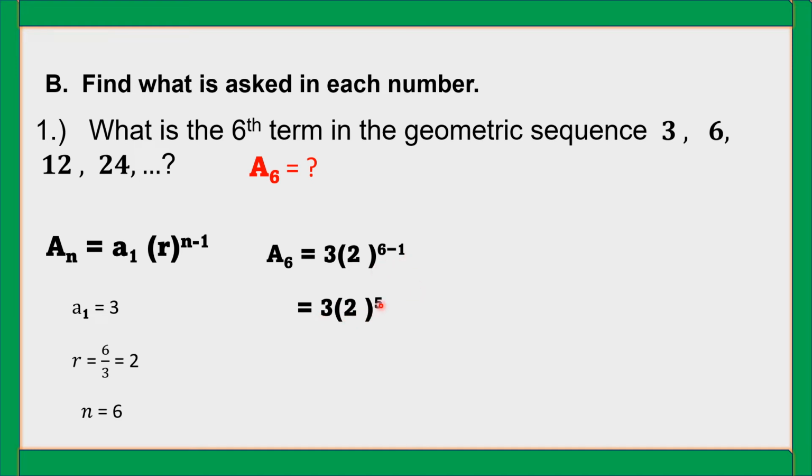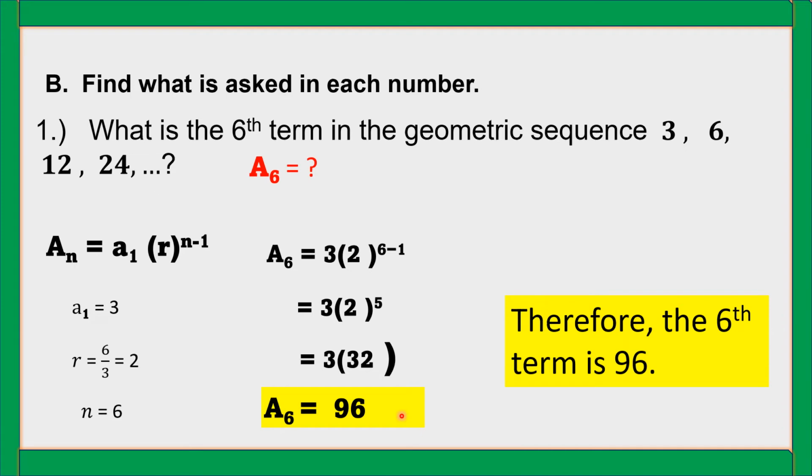And then, kukunin natin yung value ni 2 to the 5th. 2 to the 5th means 2 times 2 times 2 times 2 times 2. And that is equal to 32. So, magiging siyang 3 times 32. And that is equal to 96. So, therefore, the 6th term is 96.